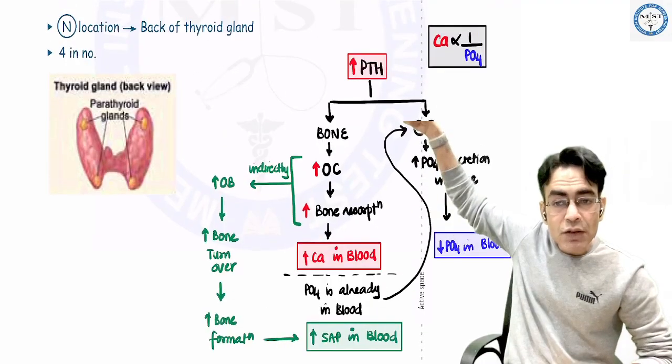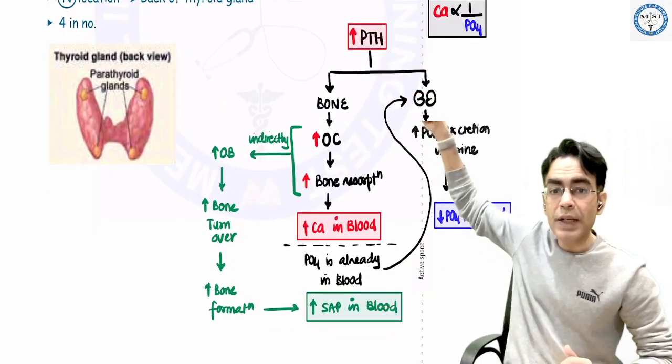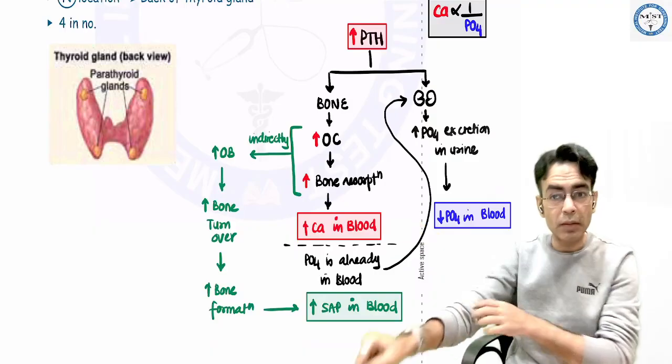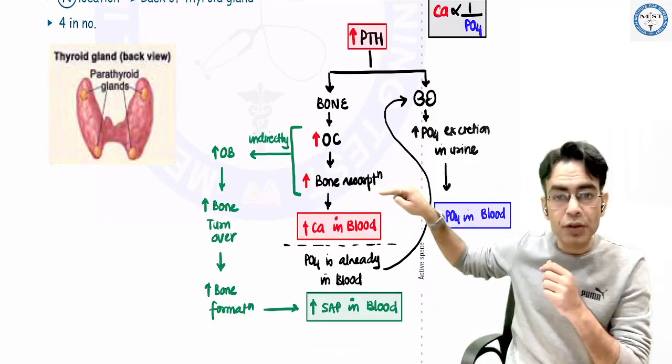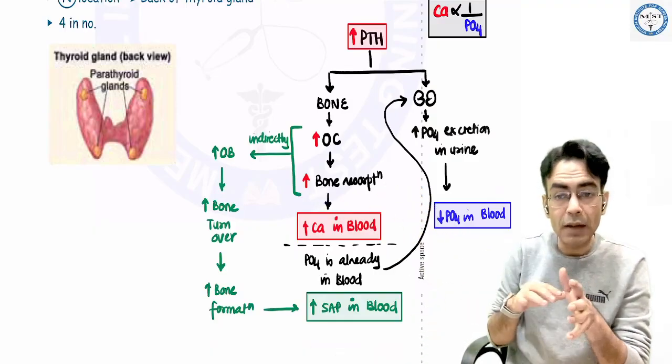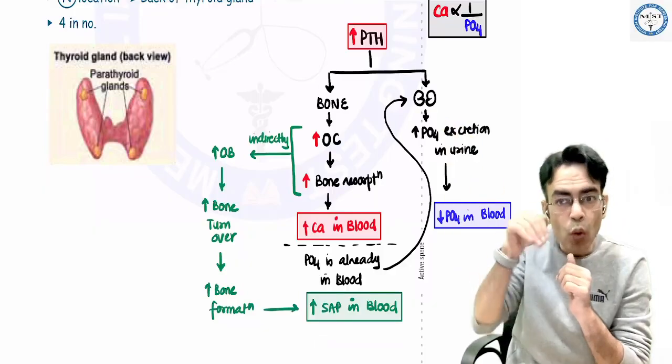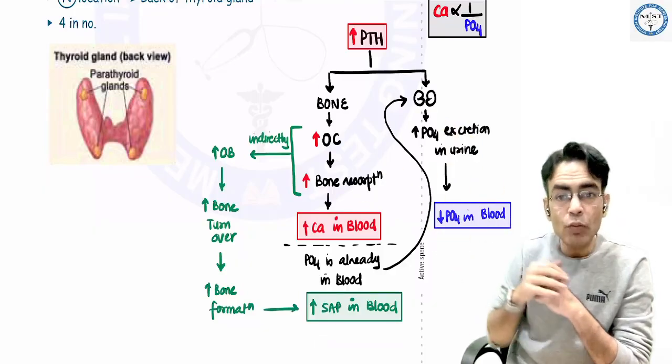So whenever PTH is more, your SAP will be more, because more PTH will increase calcium in the blood. It will cause more bone resorption, so you will make more bone indirectly. But if the PTH is low, that means you are not eating too much of the bone.